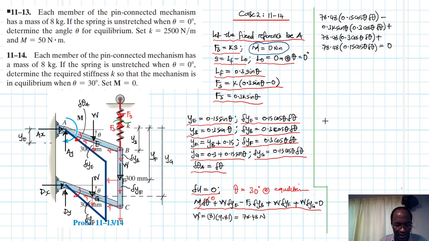So if we are to summarize this, we have 78.48 by 0.15 plus 78.48 by 0.3 plus 78.48 by 0.15. Of course, we factor out del theta like so, then this gives us 47.088 cos theta. Okay, and then we have the other part there, which is 0.3 by 0.3. So this just gives us a minus 0.09 K sine theta cos theta equal to 0. So we know this part del theta will not be equal to 0. Therefore, the only part that will be equal to 0 will be this part only. So let's write down that part.